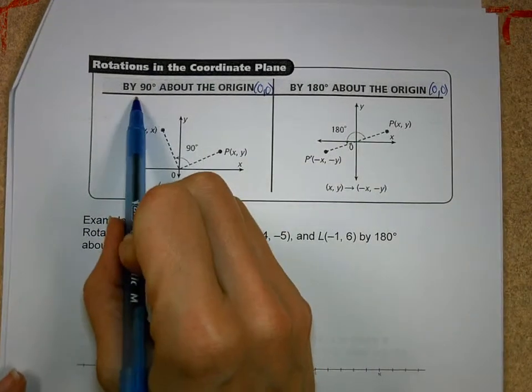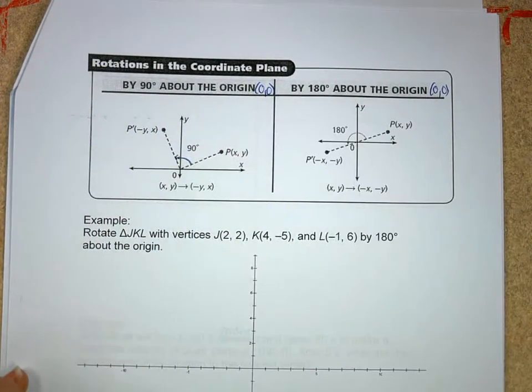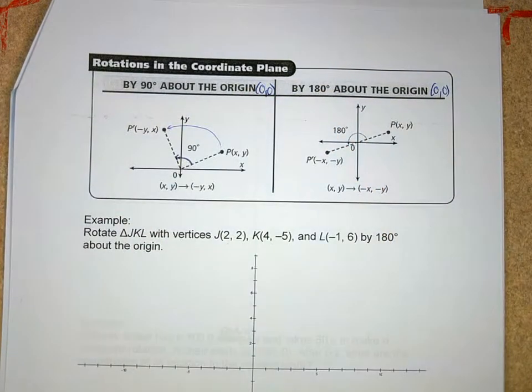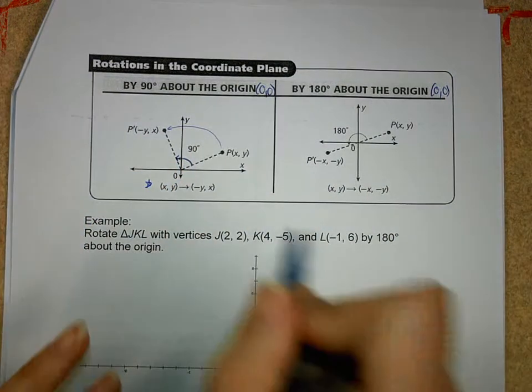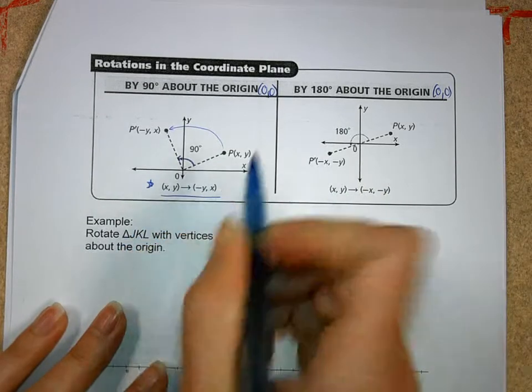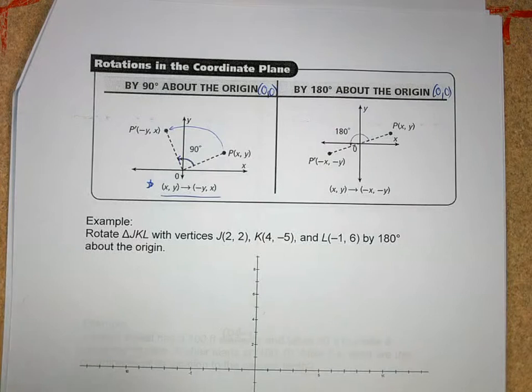But I'm going to go 90 degrees, so we're going to be going this direction about our rotation. We're going to go from P to P prime. We're going like this. Notice if I rotate 90 degrees, what happens? My mapping, which is huge, you know this, goes (x, y) maps onto (negative y, x). So they flip and the y negates. So that's when you're rotating 90 degrees.